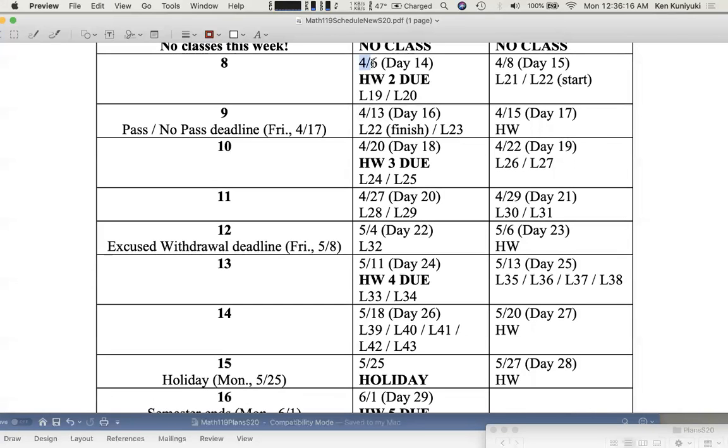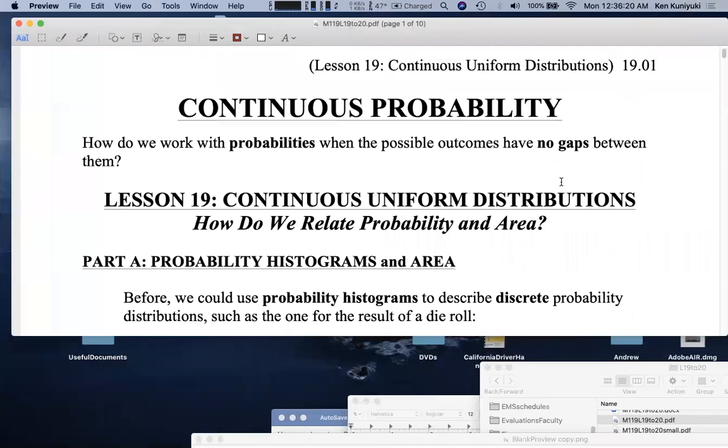Now today, on April 6th, we're going to discuss lessons 19 and 20, and we're going to start talking about continuous probability. Well, I mean, we've been talking about these normal bell curves, and they were examples of continuous probability, but now we're going to officially enter the realm of continuous probability. How do we work with probabilities when the possible outcomes have no gaps between them?